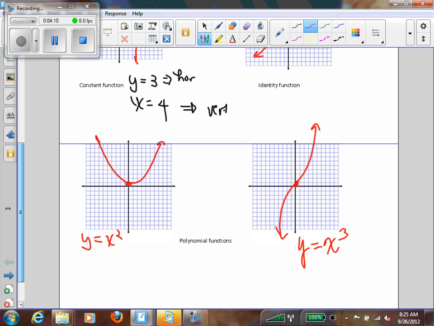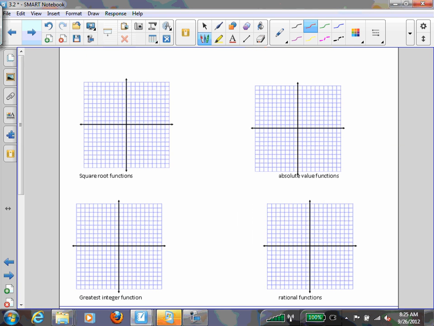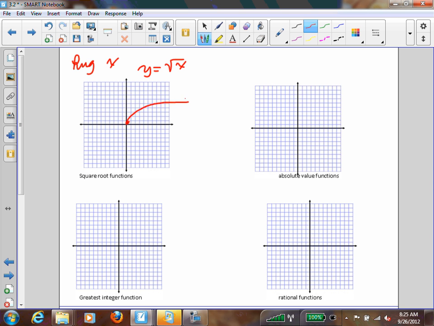All right, and then what we have are root functions, square root functions in particular. What does it hug? Hugs the x. And so the parent one is y equals square root of x, and it's going to go out like this. This is familiar to you because we talked about it in the first section, correct? Okay, so it's starting to sink in.